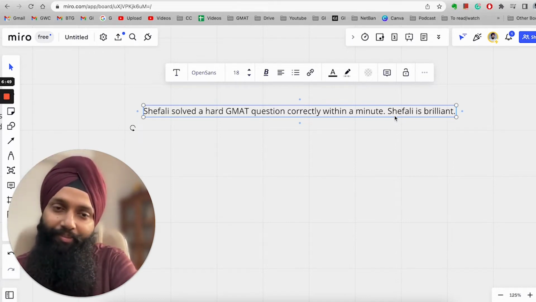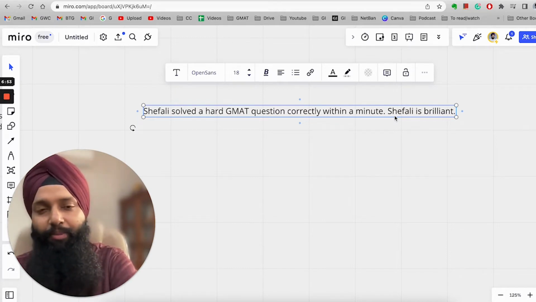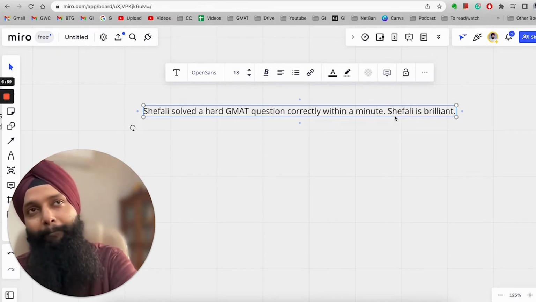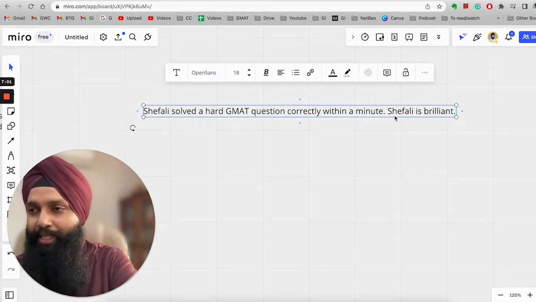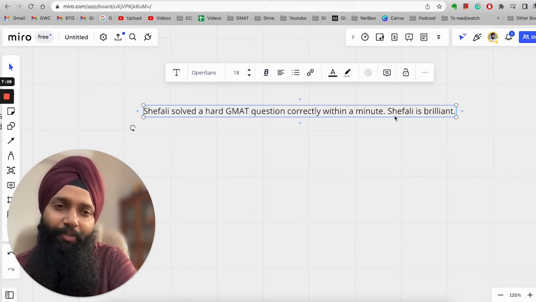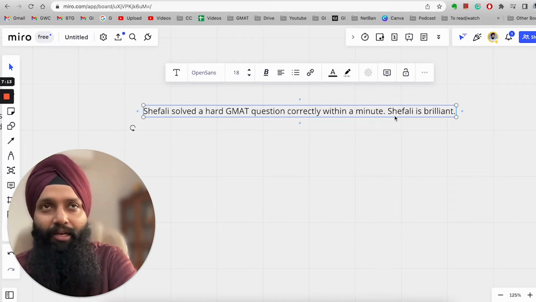And then I asked her, but why did it come to your mind that the first statement is explaining the second statement? She thought about it, then she came up with this: because the first statement is a fact, that yes, she solved the question correctly within a minute. The second is not really a fact. It's an opinion. It's a judgment. Okay.